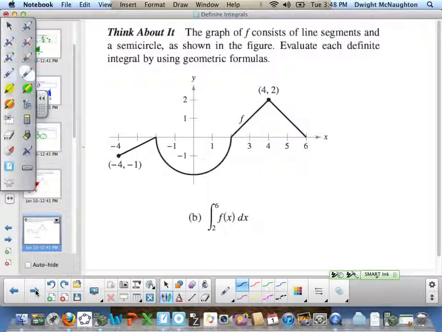Right? What is the integration from 2 to 6? If we take a look at it, it's a triangle from 2 to 6. The height is 2. The base is 4. Area of a triangle is 1/2 base times height. Half of the base is 1. 1 times 4 is 4.